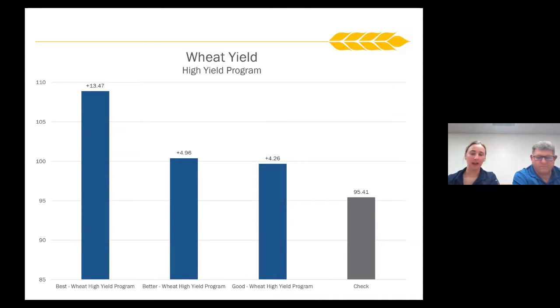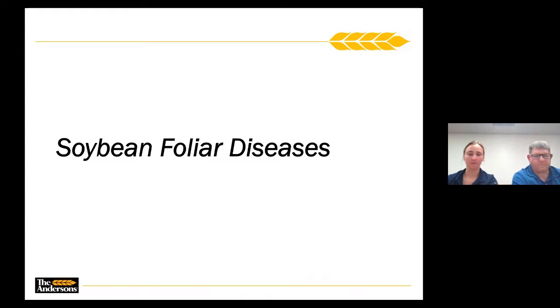And then finally, we have yield, which is the ultimate important thing when it comes to how well a program performs. And you can see that we did see a pretty significant increase in yield with the good, better, and the best program at harvest. And this trial was done up in Wisconsin. So they did face some pretty cold temperatures, so winter kill was a factor, but overall everything yielded pretty great.